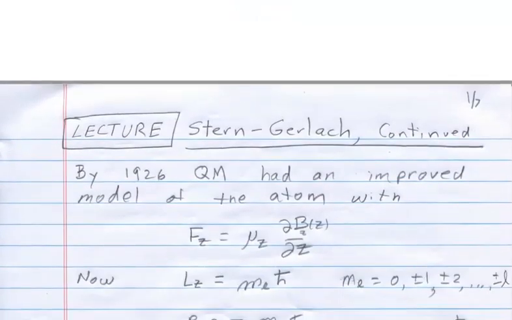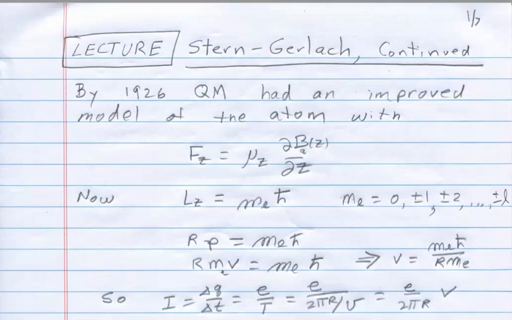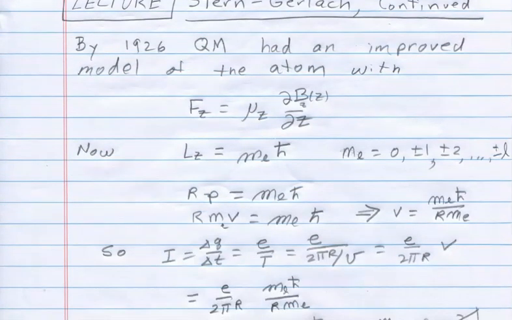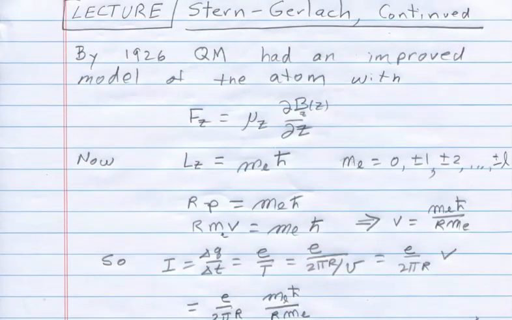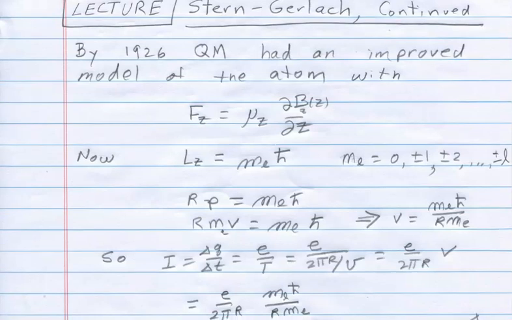But as things progressed, by 1926, Schrodinger had introduced and solved the quantum mechanical hydrogen atom wave equation, and we had a new and improved model of the atom, at least in some regards. And so it's appropriate to look at that in the context of the Stern-Gerlach experiment.